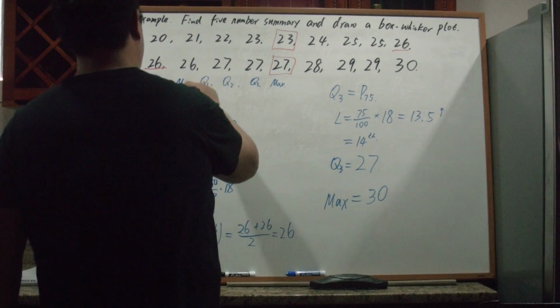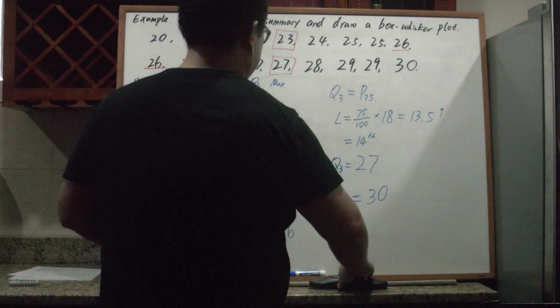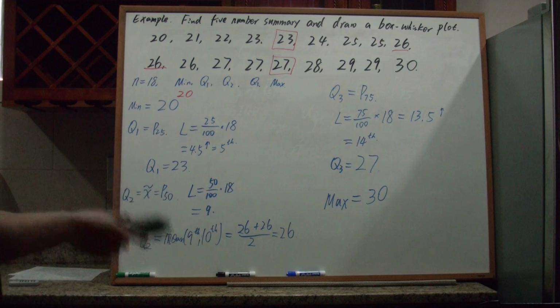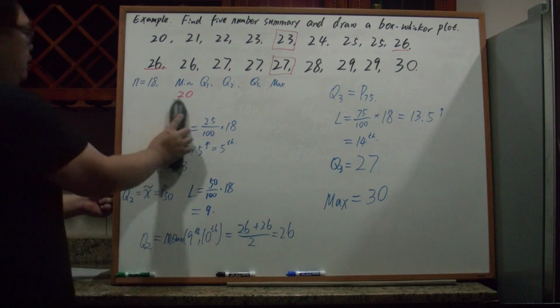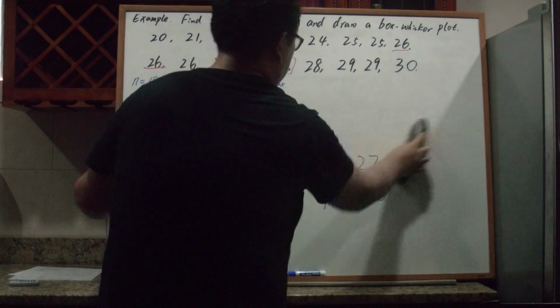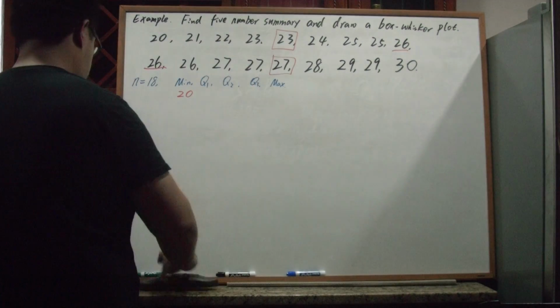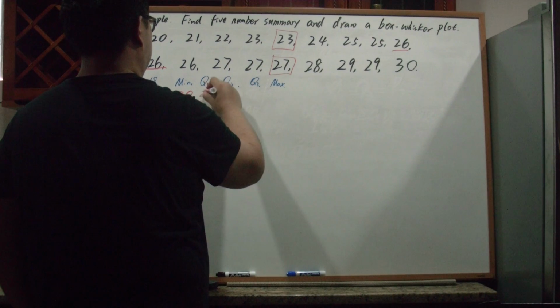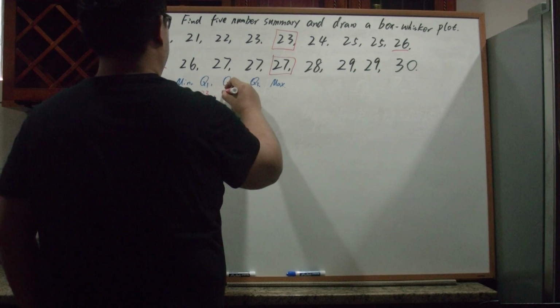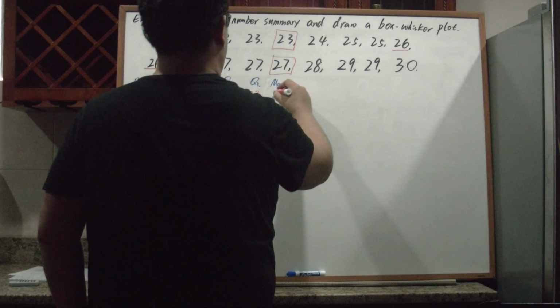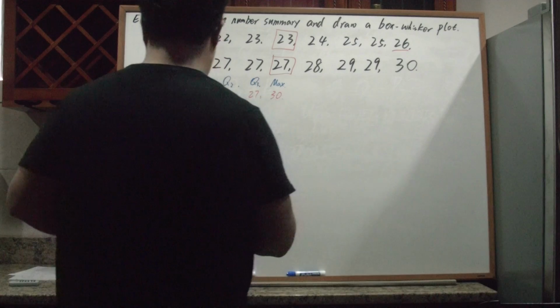So the minimum is 20. That's the entire step, so you could take a look. First quartile, 23. Second quartile, which is the median, 26. Third quartile, 27, and the maximum is 30.